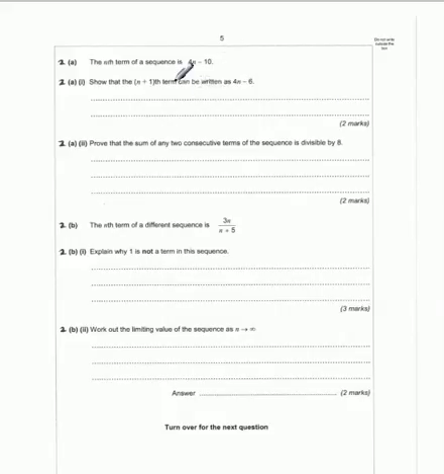Question 2, we are looking at this sequence here. We want to look at the n plus 1 term. So that is going to be, instead of having n in our term, we need to put in n plus 1. So that is 4 brackets n plus 1, and then minus the 10 that we've got there. Expanding this out gives us 4n plus 4 minus 10, and then simplifying that down is 4n minus 6 as required.